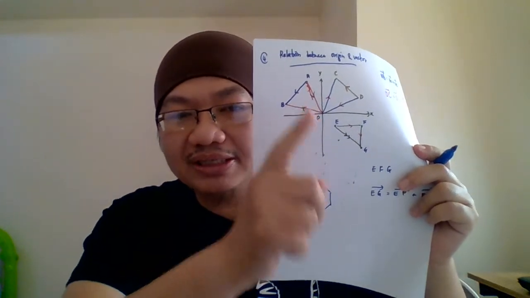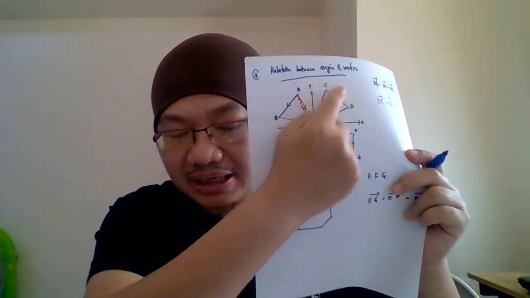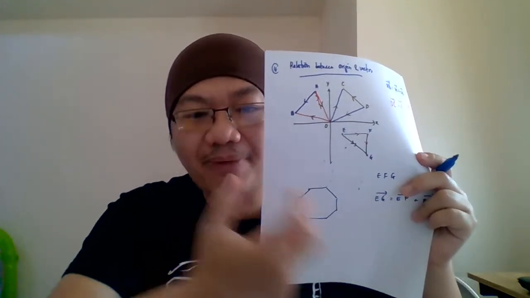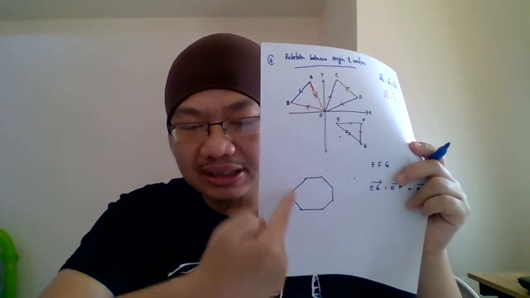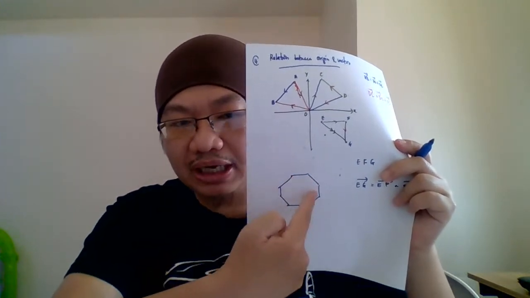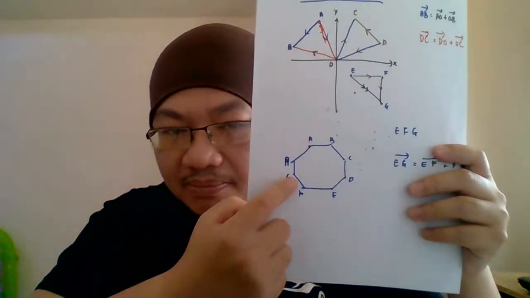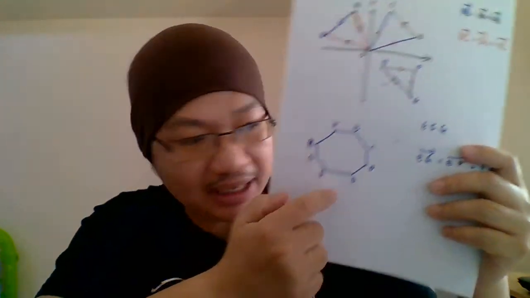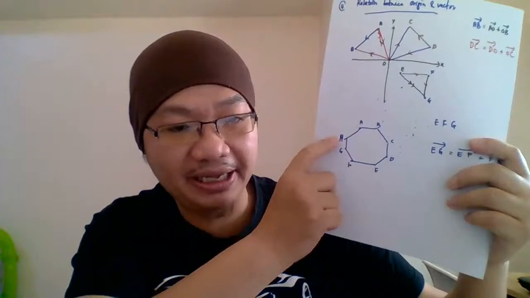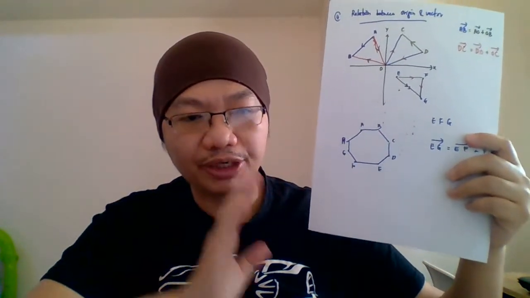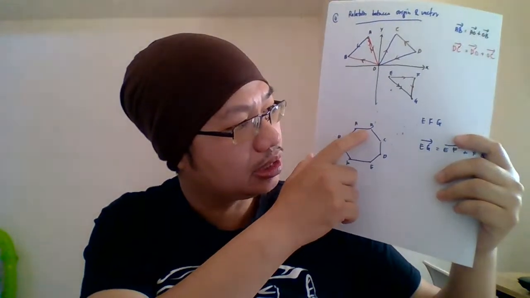The vector not necessarily can form a triangle, but it can also form another polygon. This is what we call one of the polygons, the octagon. Let's say we label all the points A, B, C, D, E, F, G, H. This is my octagon with labeling A, B, C until H. Now my question is I want to find AB.